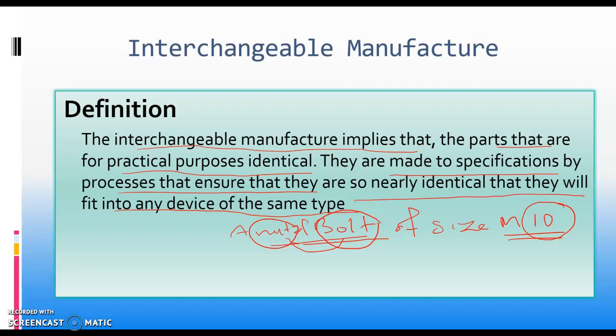So that is interchangeability. Dimensionally, these are made identical or nearly identical. That is the very important thing, nearly identical. So how will we make this nearly identical? By implementing the system of limits and fits. That is the importance of limits and fits in manufacture.